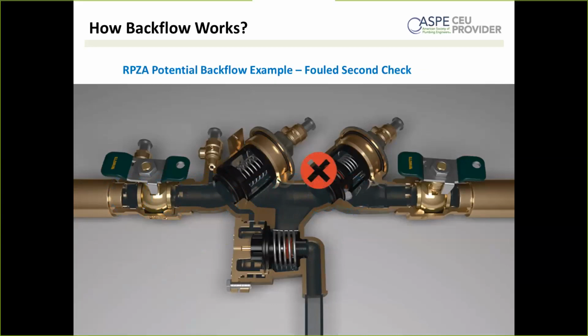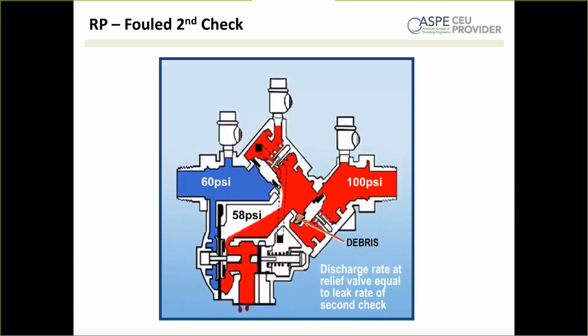So again, let's take a look at something that's not moving, to make this a little bit easier to understand. So here we have a fouled second check. You can see the debris is holding check number 2 open right there. And we have back pressure. Something in the system is creating additional pressure. It's 100 psi. This situation is a reasonably hazardous one, as the pressure of the potentially contaminated water is threatening to overwhelm the pressure of the potable supply, and all that's stopping it is one check valve.